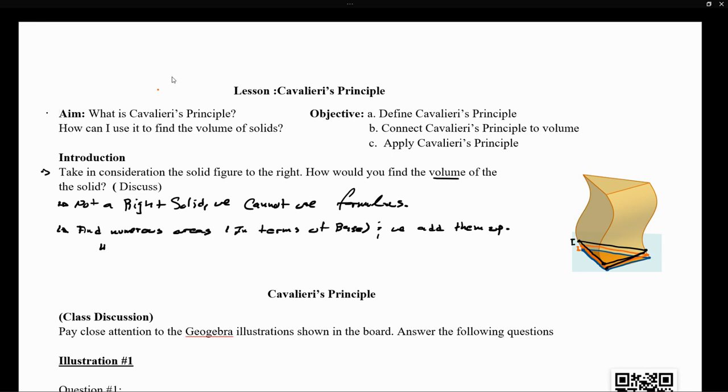And again, when we add numerous areas, what we're doing is we are finding the height of the solid. So what would be another way that we can think of to use that strategy to define the volume of the solid?